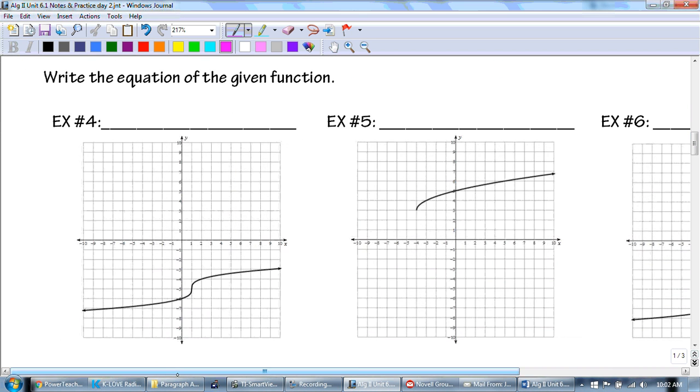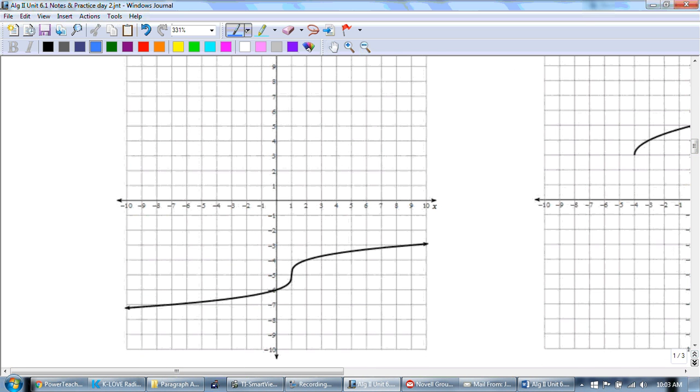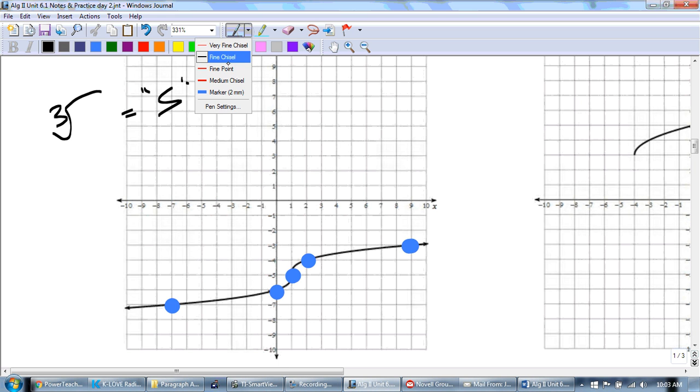Okay. So for examples number 4, 5, and 6, I have to write the equation. So I have to figure it out myself. Now, as I'm coming down here, we need to find the points. Right away, I know that it's the cubed root because it's an S. Now, we gotta find our points because that's gonna tell us what to do. And there's 2, 1, 2, 3, 4, 5, 6, 7, 8. Down 2, 1, 2, 3, 4, 5, 6, 7, 8. So now I can find my initial point, which is 1, -5.